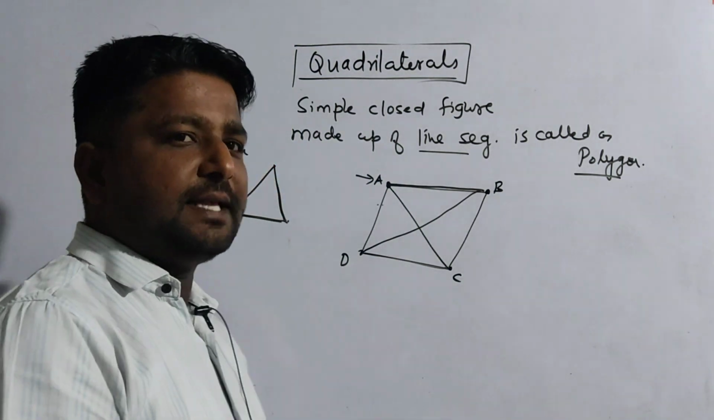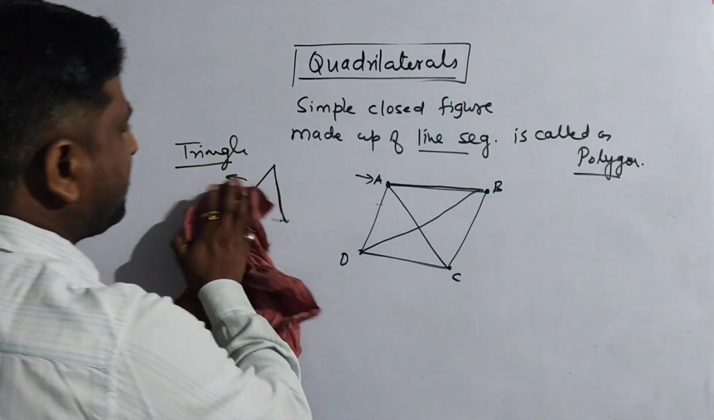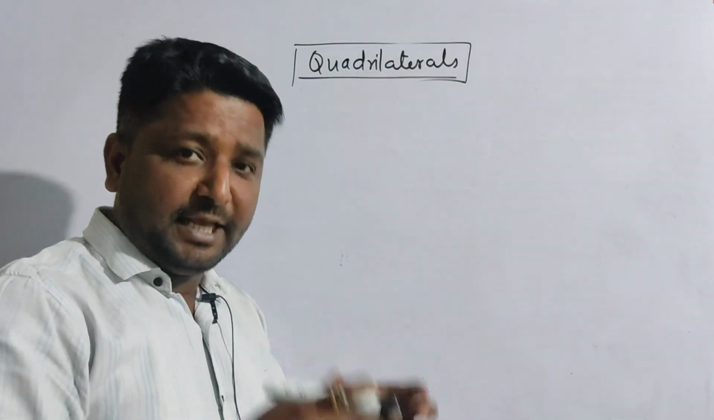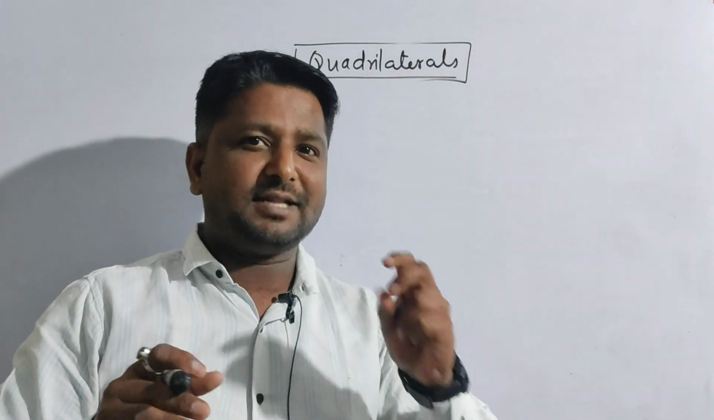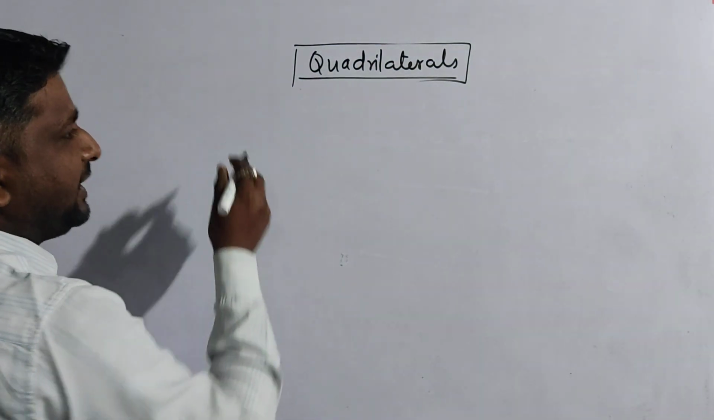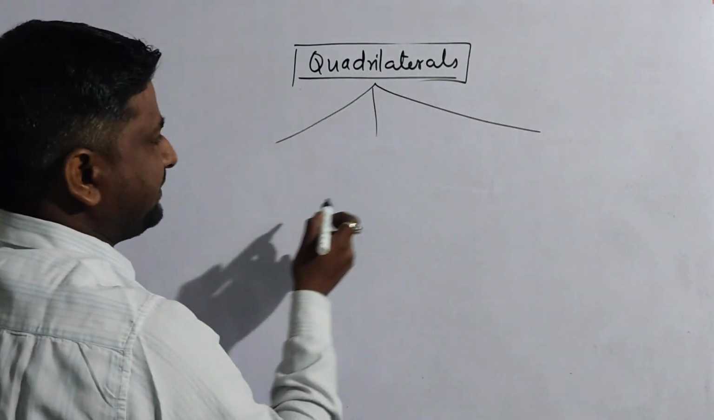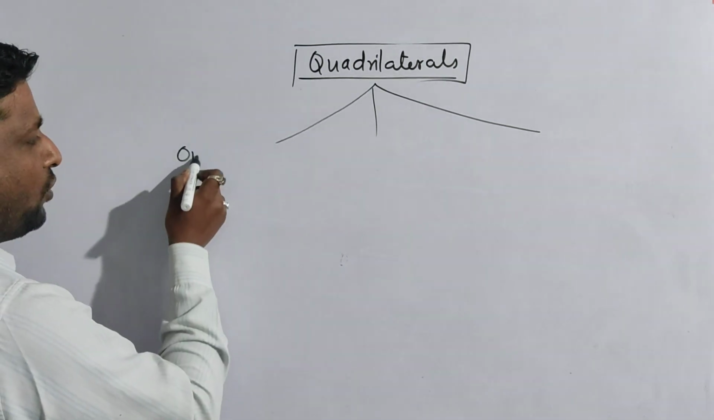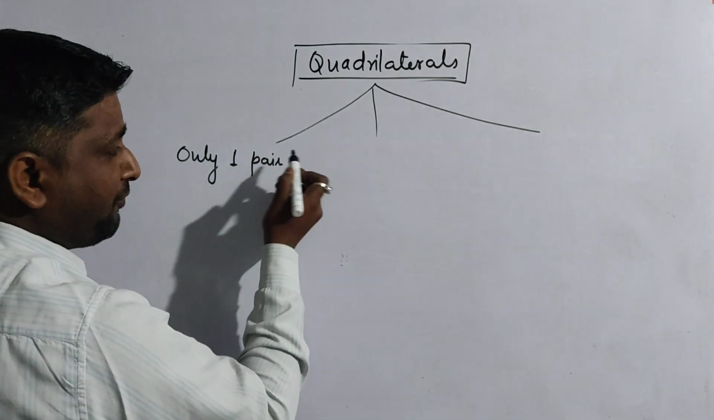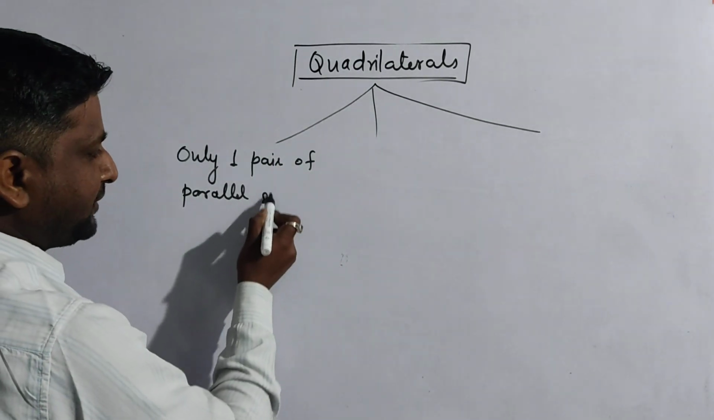Okay. Let's now understand the different types of quadrilaterals that we can have, right? Well, quadrilaterals are categorized based on the number of parallel sides that we can have. If you categorize quadrilaterals on this basis, then it becomes very easy to understand, right? Okay, so let me categorize into 3 parts. First, only one pair of parallel sides. Only one pair of parallel sides.